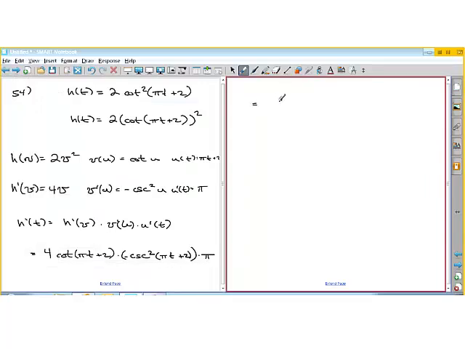So we clean this up a little bit, and we have a negative sign, we have pi, and we have 4. So it's negative 4 pi, and then we just write the rest of the stuff out: cotangent of pi t plus 2 times the cosecant squared of pi t plus 2. And we check the answer in the book. Minus 4 pi, cotangent of pi t plus 2 times cosecant squared of pi t plus 2. Exactly.